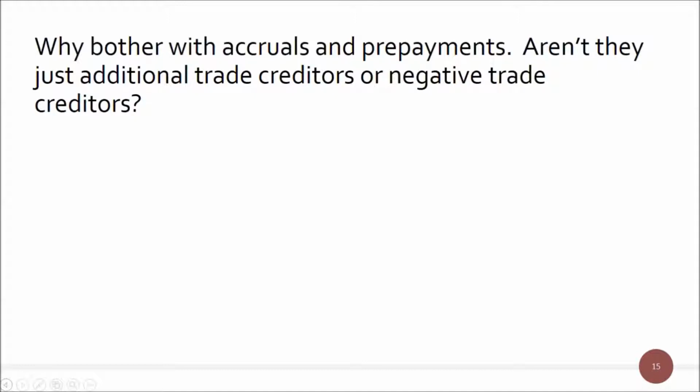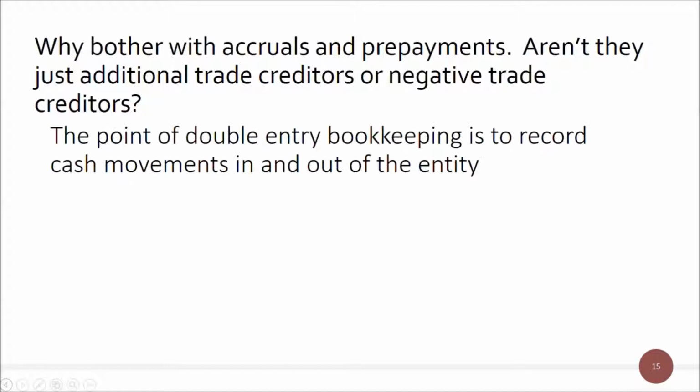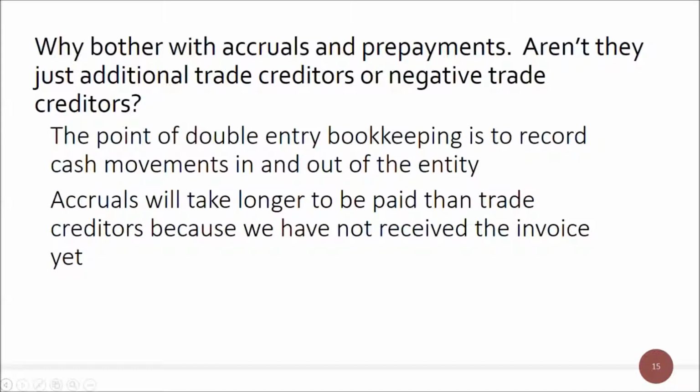Now, probably you're thinking, what's the point of this, really? I mean, effectively, aren't accruals just missing trade creditors, and aren't prepayments really negative trade creditors? Why bother? Why have this separate name for them? Well, the point of double entry bookkeeping is to record cash movements in and out of the entity, and a lot of the reasons why we have different names for things is it gives you the timings of the cash movements. So accruals are going to take longer to be paid than trade creditors because the invoice has to come in, and then we're going to process it, and then we're going to pay it. So although accruals is still the same liability as a trade creditor, the reader of accounts will be looking at it and going, well, that's going to be paid later than trade creditors.